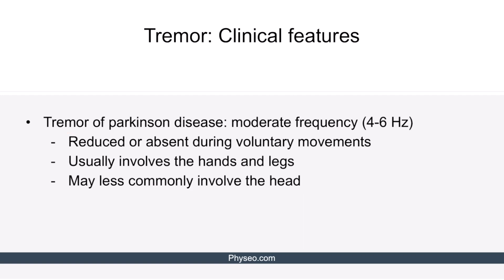Let's discuss the clinical features of the different types of tremors. We will begin with the tremor of Parkinson's disease. Its frequency is moderate, approximately 4 to 6 Hz. As we mentioned earlier, it is a rest tremor, so it becomes reduced or absent during voluntary movements. It usually involves the hands and legs and may less commonly involve the head too.